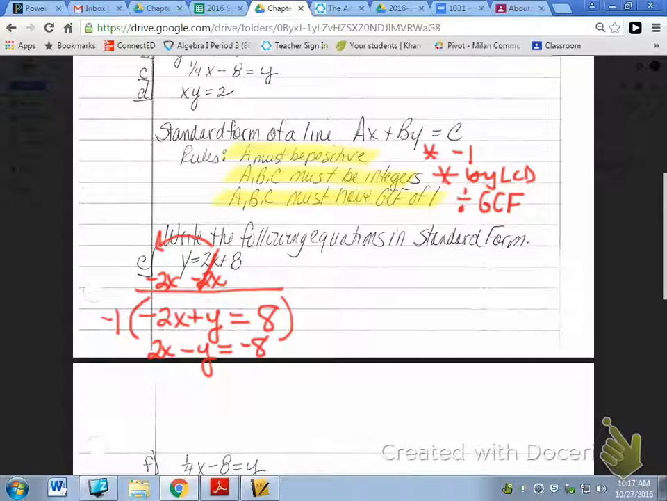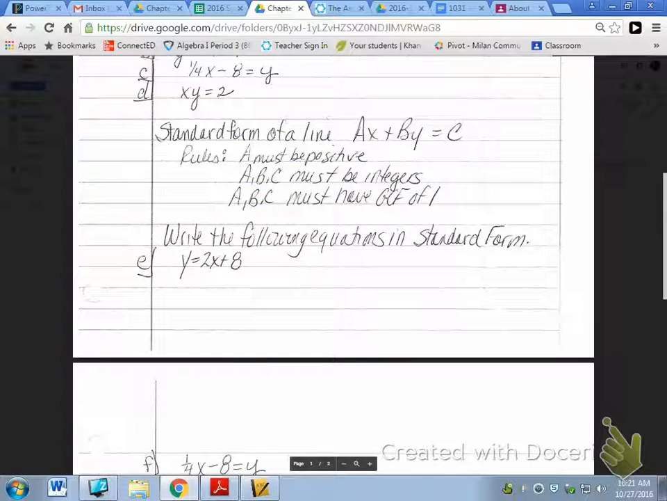Are A, B, and C integers? Yes. Do they have a common factor other than 1? No. So here, let's just do this just to be sure. What is A right now that we fixed it? 2. What's B? -1. And what's C? -8. So we're good to go. That's the standard form of that line. Questions? All right, let's try another example.